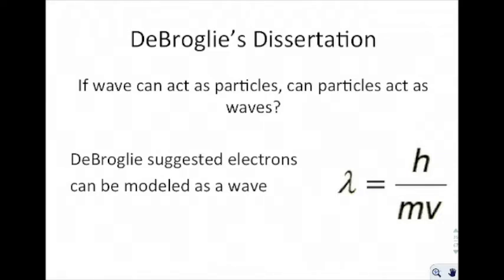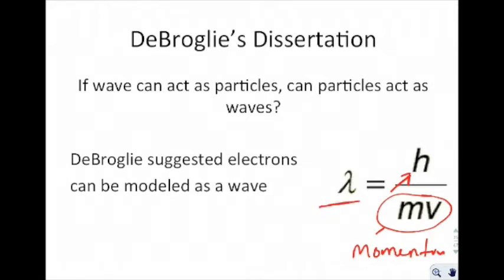And if they're modeled as a wave, he related Planck's constant, and you should be familiar with this term from physics, this represents the momentum. If you haven't taken physics yet, that's okay, it's no big deal. But this is the momentum of a particle. It's the mass times the velocity, and those two are related to each other, give you the wavelength. So this will be the wavelength of an electron.